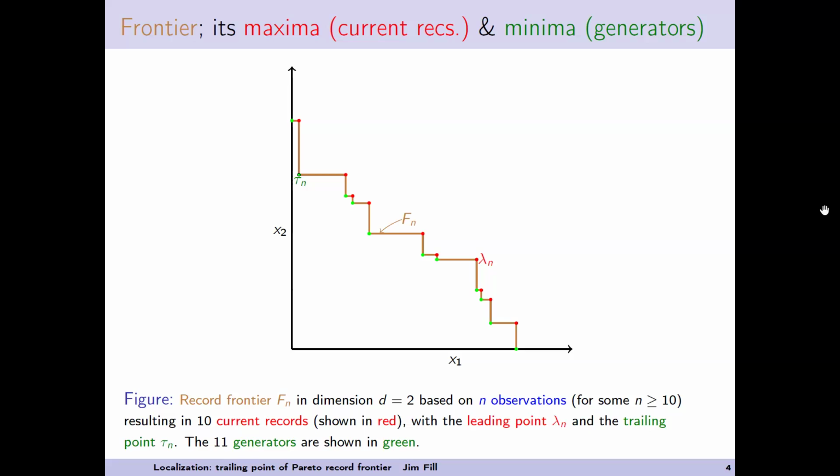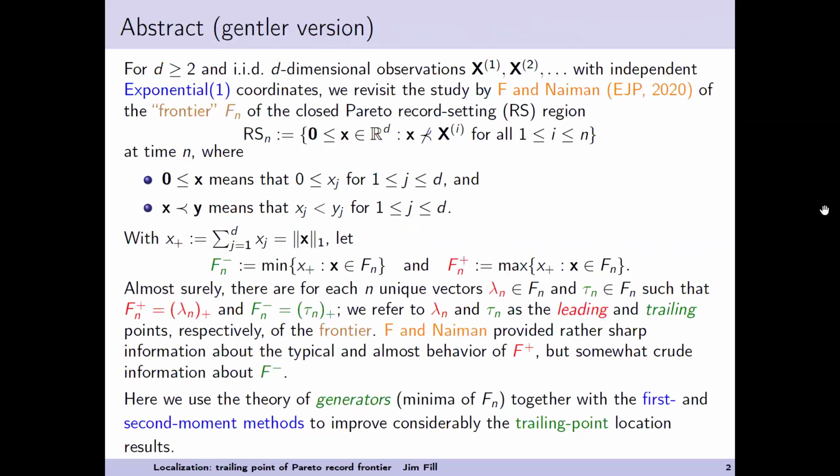So what you don't see on this picture is observations. Maybe let me go back to the start. Let's just read the top of the slide here. It says, for d greater than or equal to 2 and IID d-dimensional observations, which I'll denote by x super 1, x super 2, and so on, with independent exponential coordinates, I'm going to be studying so-called multivariate Pareto records.